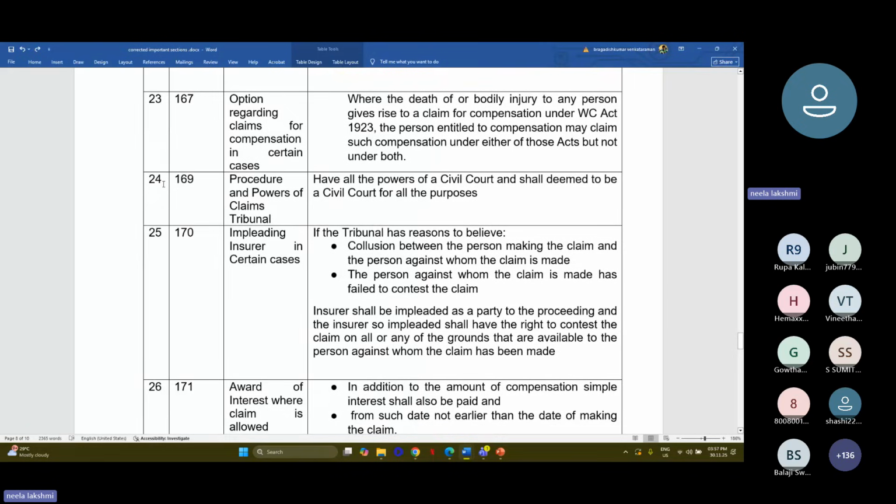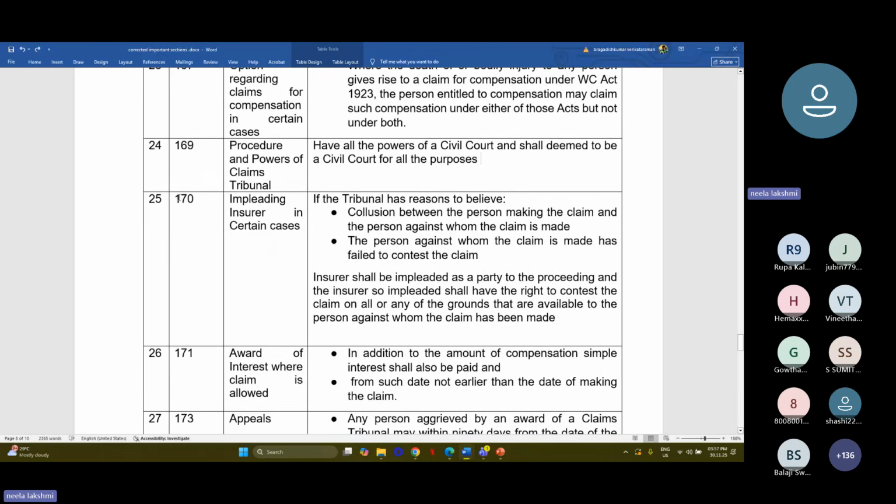Okay. Section 169, we already told that the claims tribunal has all the powers of a civil court and shall be deemed to be a civil court for all purposes. In Lok Adalat also we saw this. The Lok Adalat courts have the powers of the civil court. Likewise, claims tribunals also have the powers of a civil court. Next one, a very important section, 170.